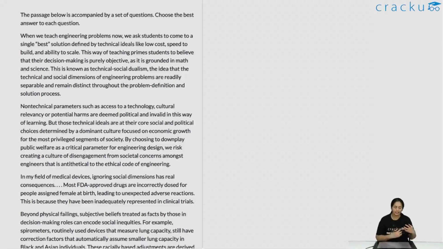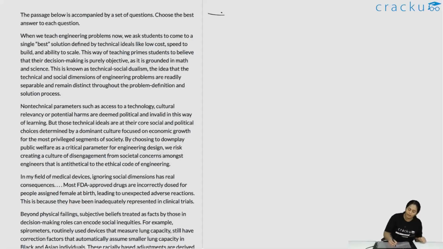When we teach engineering problems now, we ask students to come to a single best solution defined by technical ideals like low cost, speed to build and ability to scale. This way of teaching primes students to believe that their decision making is purely objective, as it is grounded in math and science. This is known as technical social dualism, the idea that technical and social dimensions of engineering problems are readily separable and remain distinct throughout the problem definition and solution process.